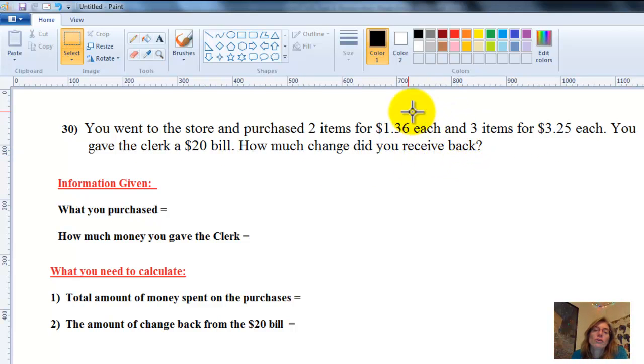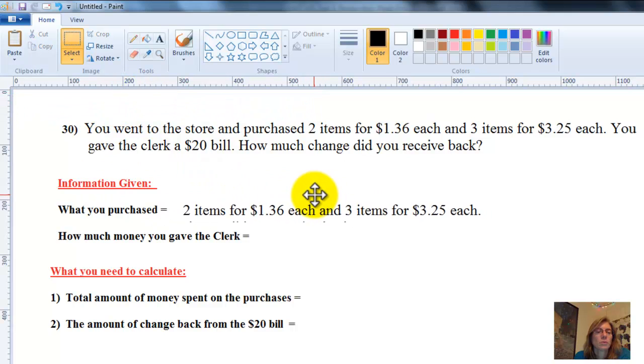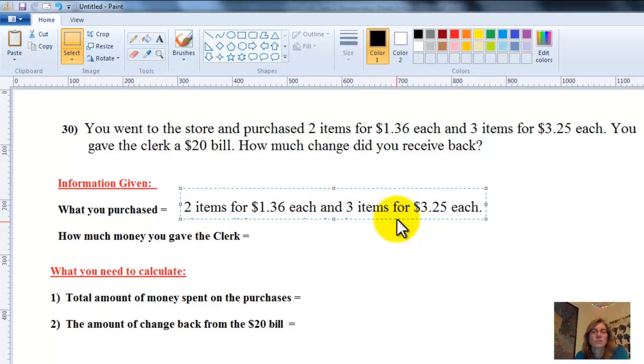Okay, so first you want to look at the information given: what you purchased, and how much money you gave the clerk. So what you purchased is 2 items at $1.36 each and 3 items at $3.25 each. So we'll put that there. That's what you purchased. And then how much money you gave the clerk was simply a $20 bill.